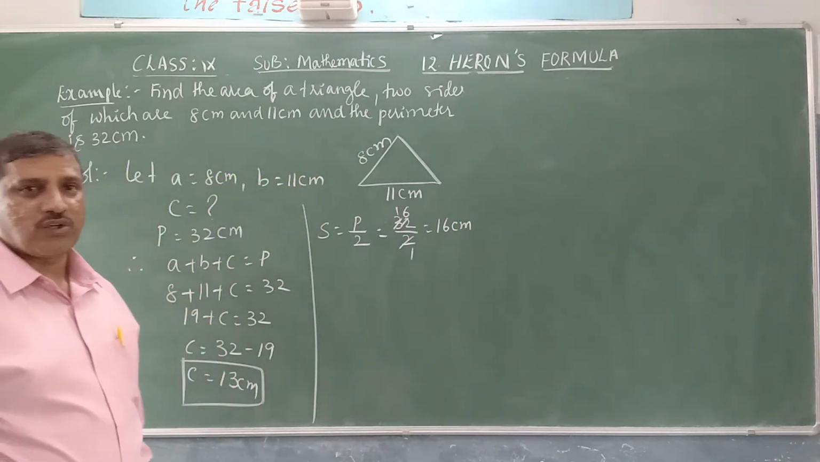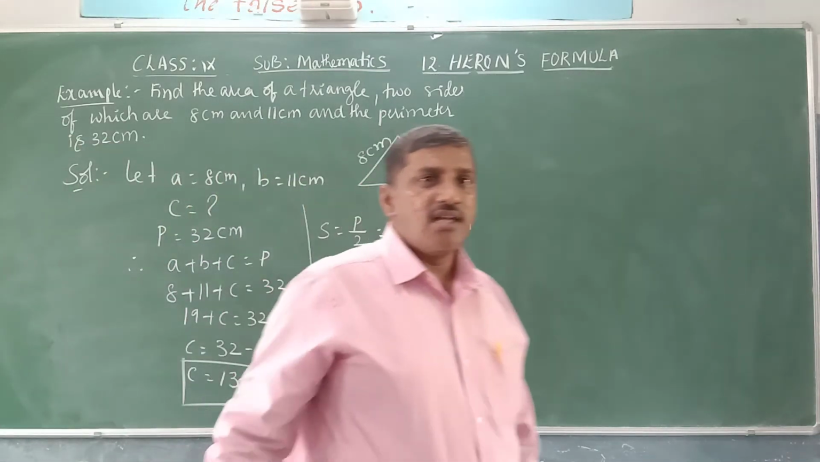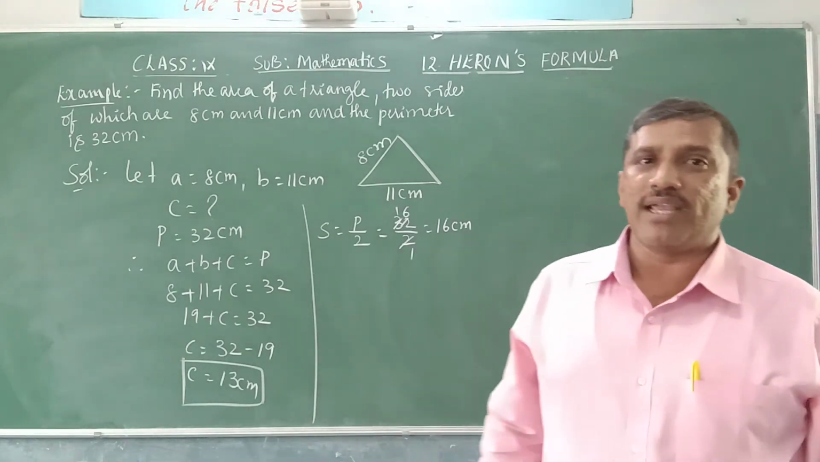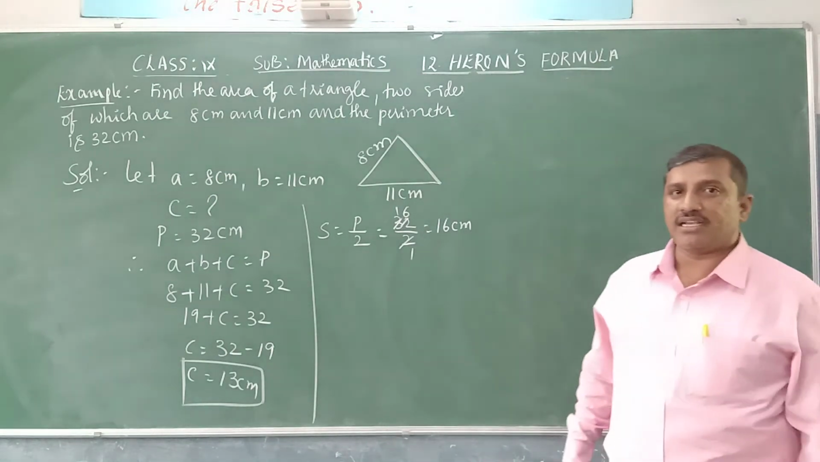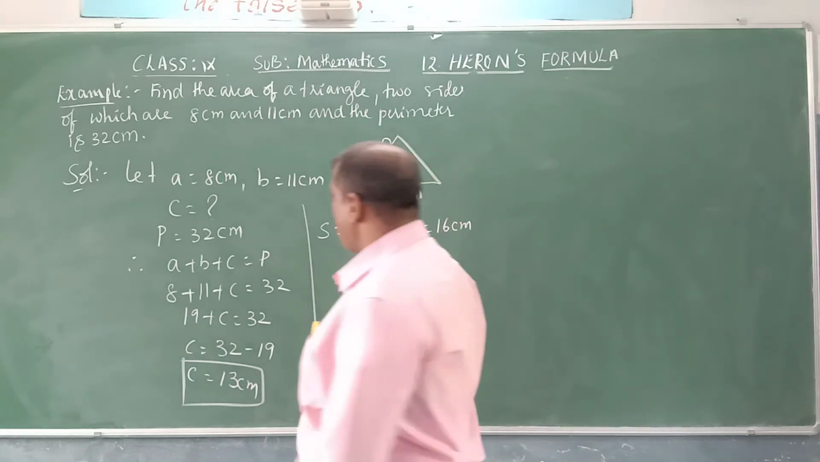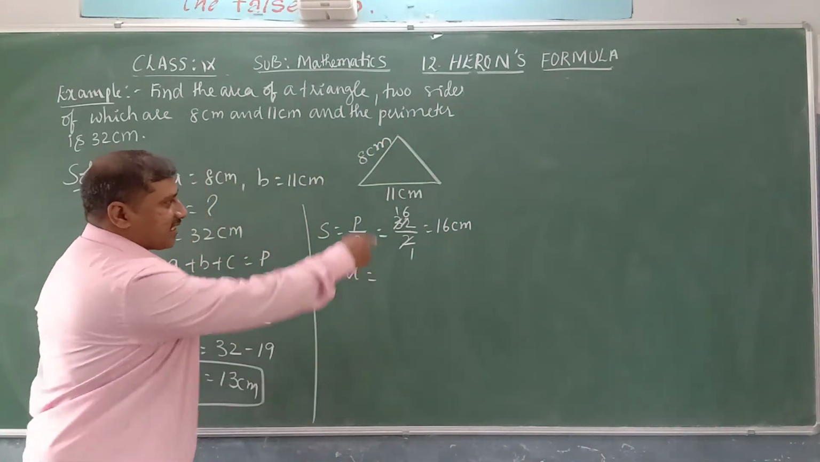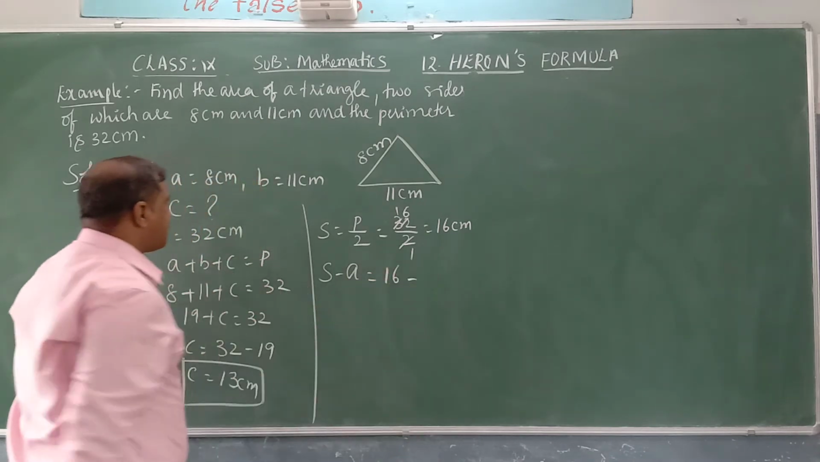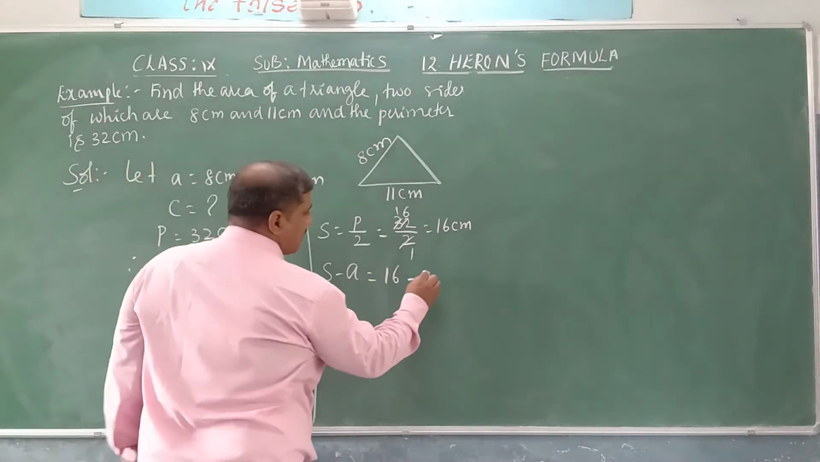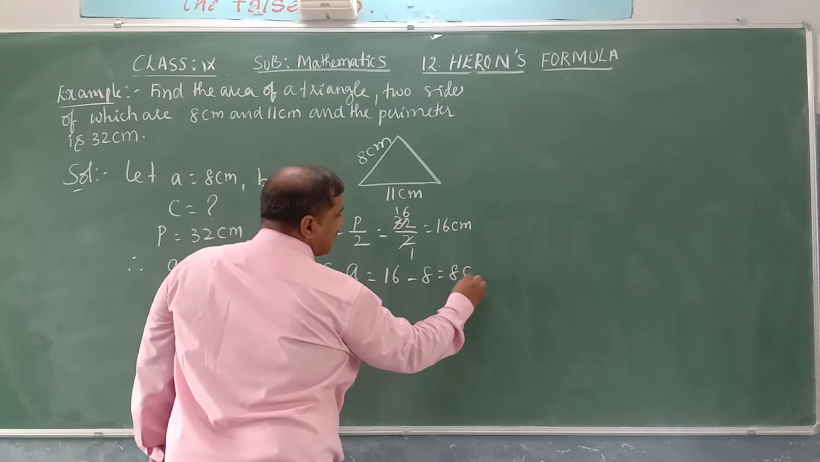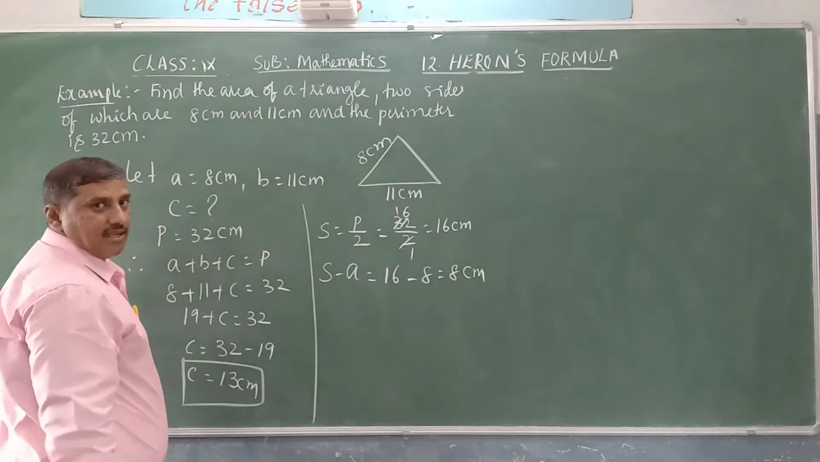We know the formula to find the area of a triangle. It is square root of S into S minus A into S minus B into S minus C. Now find S minus A. Individually find S minus A. S is equal to 16, minus A is equal to 8. 16 minus 8, it is 8 centimeters.